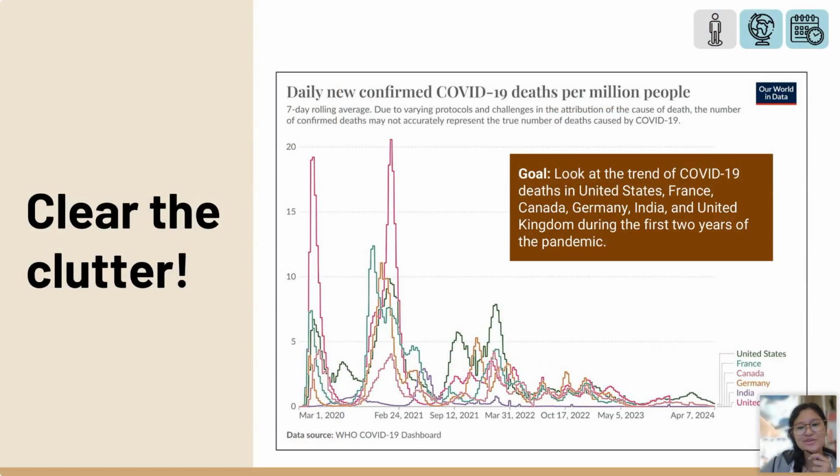Next, it is also essential to clear the clutter. So suppose that I wanted to look at the trend of COVID-19 deaths in different countries during the first 2 years of the pandemic. Given this graph that I generated through Our World in Data, we can examine the trend. However, it would be very difficult to assess each country's data given that the line graphs overlap.